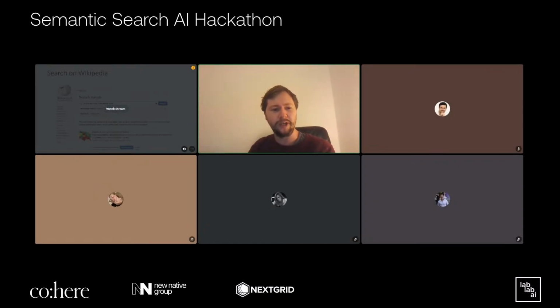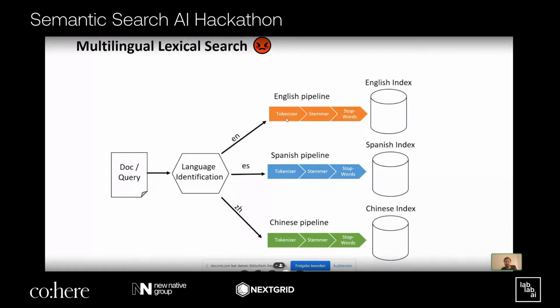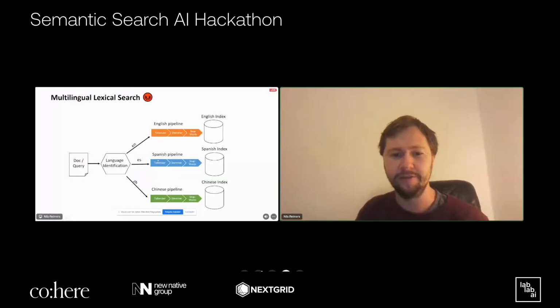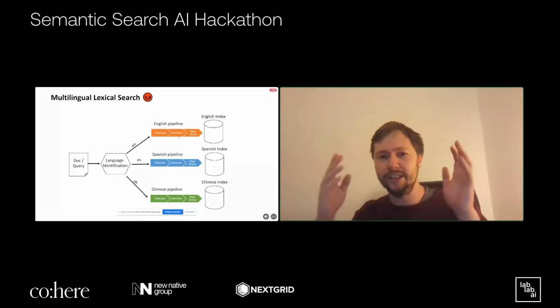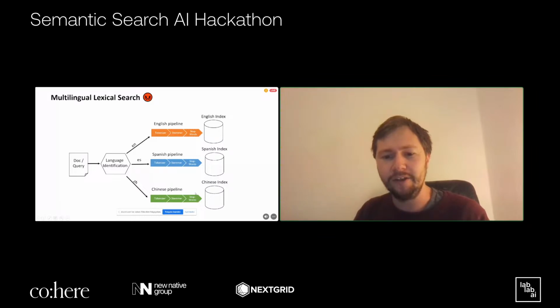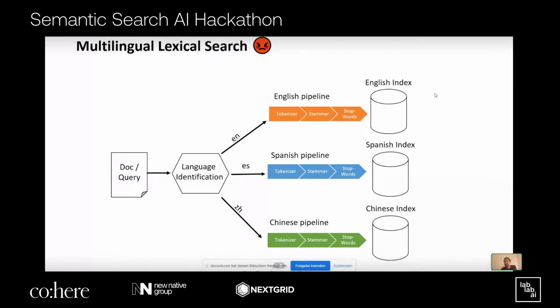You have a document, you run some language identification where you try to identify: is it English, is it Spanish, is it Chinese? And then for each language, you have an individual pipeline where you first tokenize. You have some tokenizer for English, some tokenizer for Spanish, some tokenizer for Chinese. Then you need to stem it, to remove plurals and endings, like the ending of "exciting". Then you run stop words and pipe it to individual indices. So you have an index with all your English documents, an index, for example in Elasticsearch, with all your Spanish documents, and an index for all the Chinese documents.